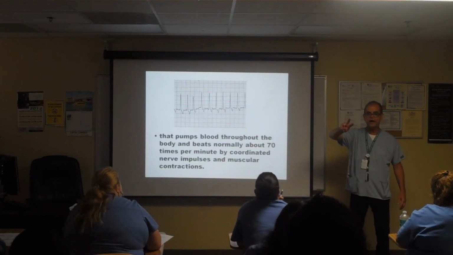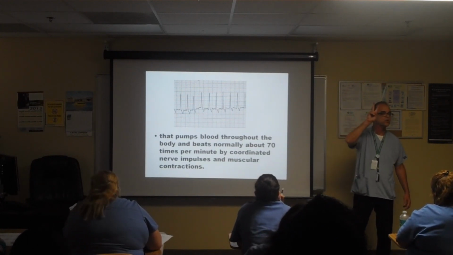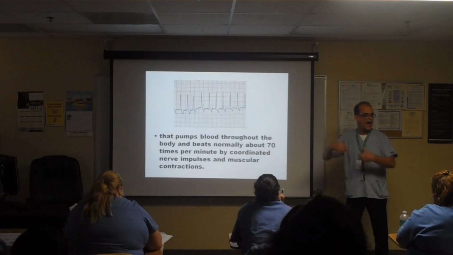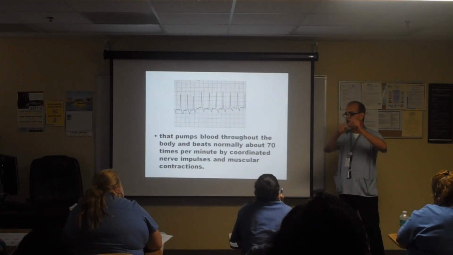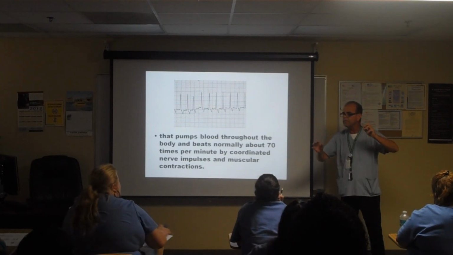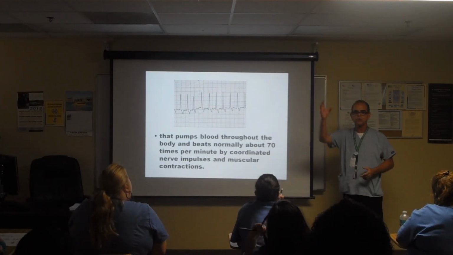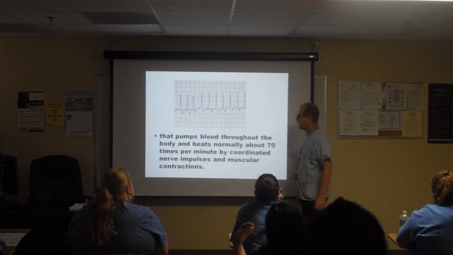This is by coordinated nerve impulse and muscular contraction. We know that the cells of the heart have two functions, working as a nerve and also working as muscle. Nerve because they transmit the impulse, muscle because they contract.